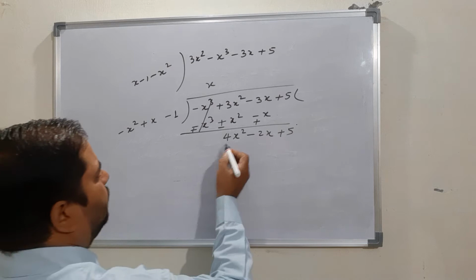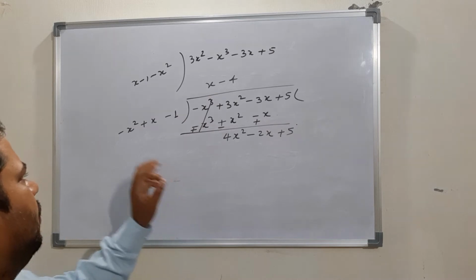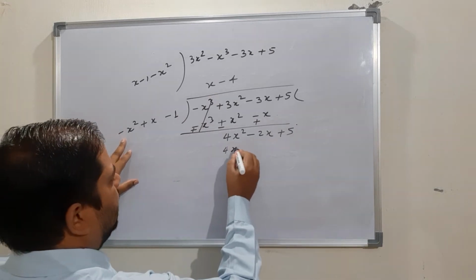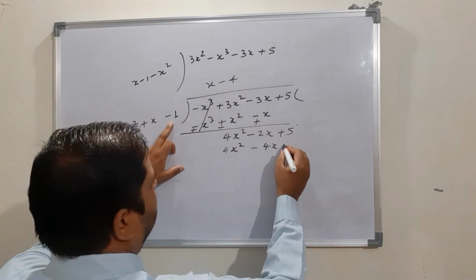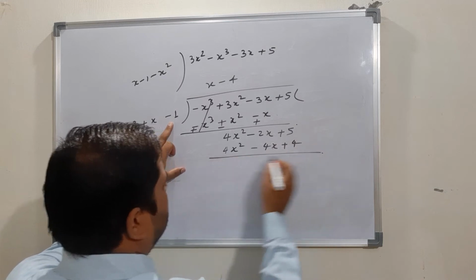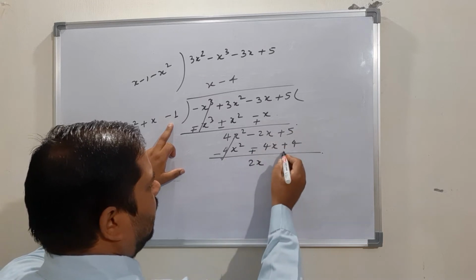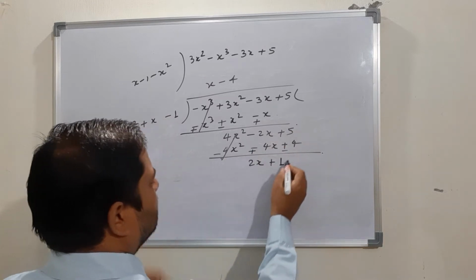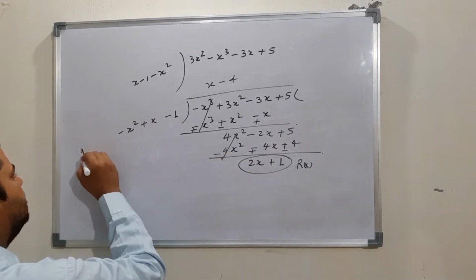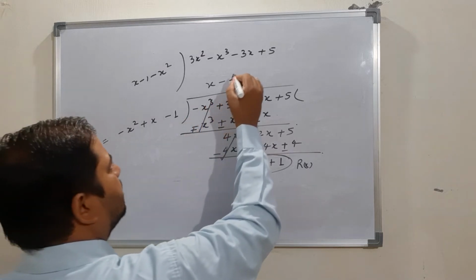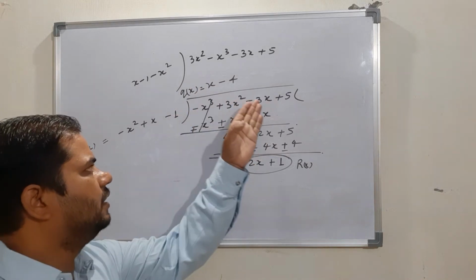Now this is 2x square, so here we have to multiply by minus 2, then it should be positive 2x square and minus 2x and plus 2. And this is minus plus, so we get minus 2x... and remainder. So this is the remainder Rx, this is the Gx divisor, this is the Qx quotient.